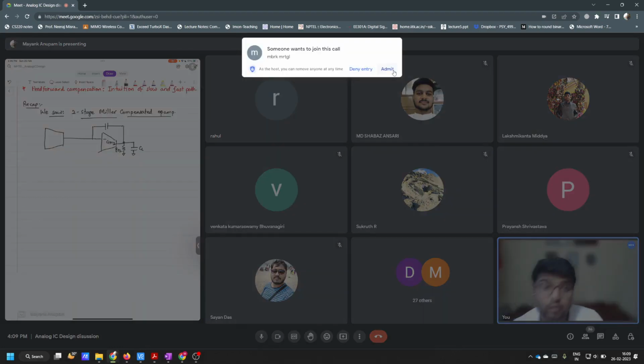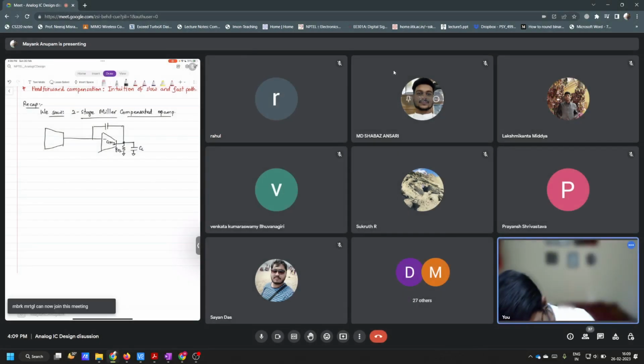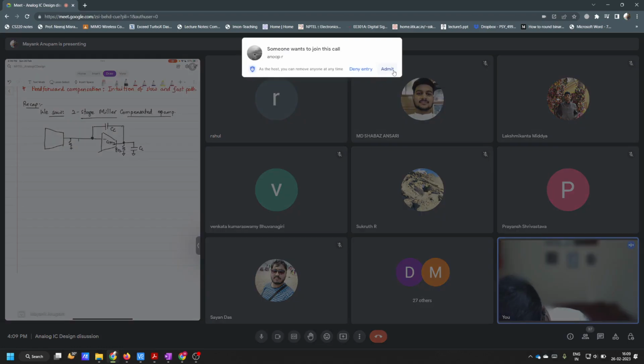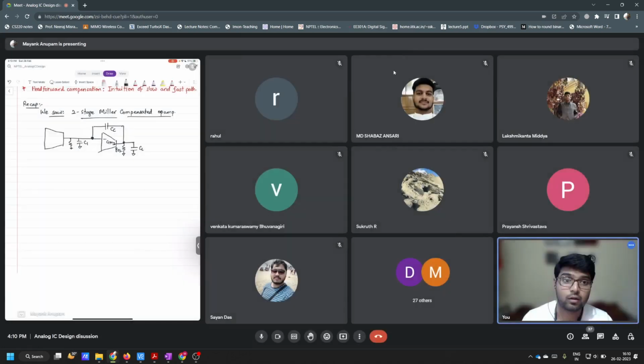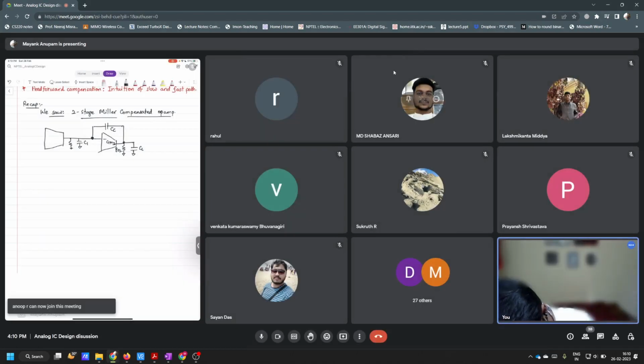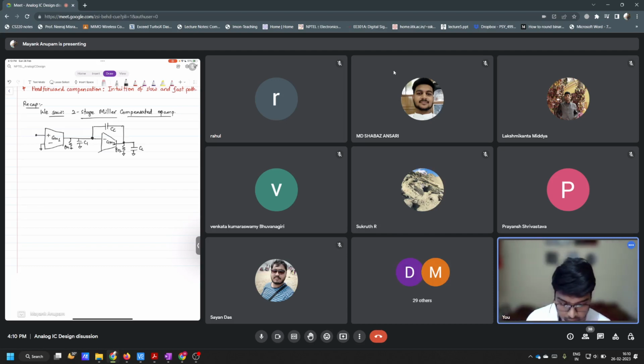We have this capacitor CC, and here we have the first stage output conductance, GO1, and this is the first stage parasitic capacitance. Fine. So this was the Miller-compensated op-amp, right?